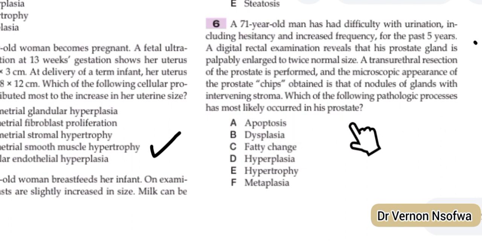Okay, so what has occurred in his prostate? What has occurred here is actually dysplasia. Because the key thing that we should look at is this part, which says intervening stroma. The chips obtained are those of nodules of glands with intervening stroma. Very, very important.